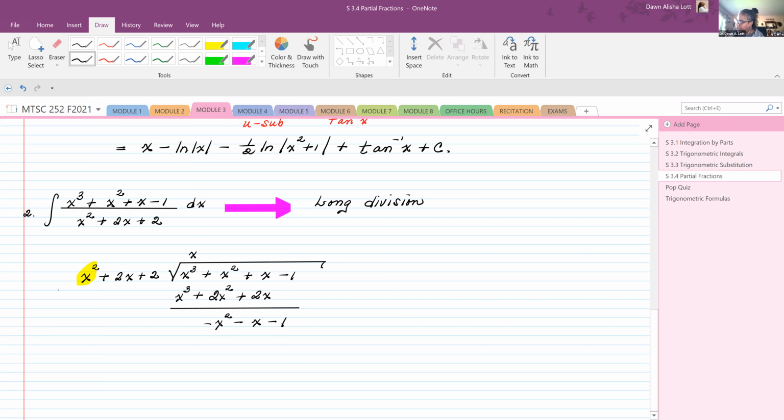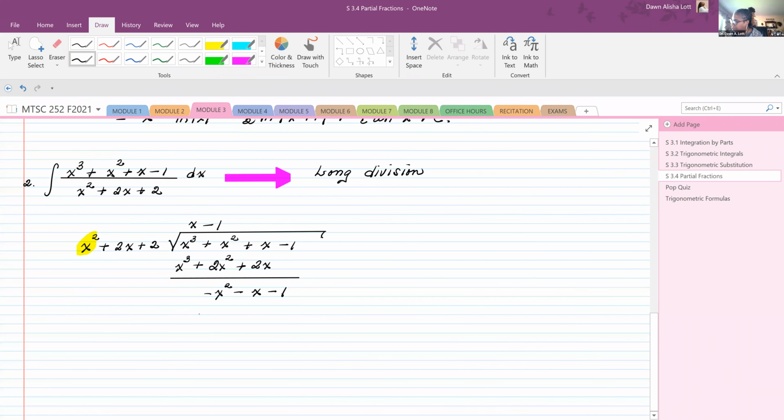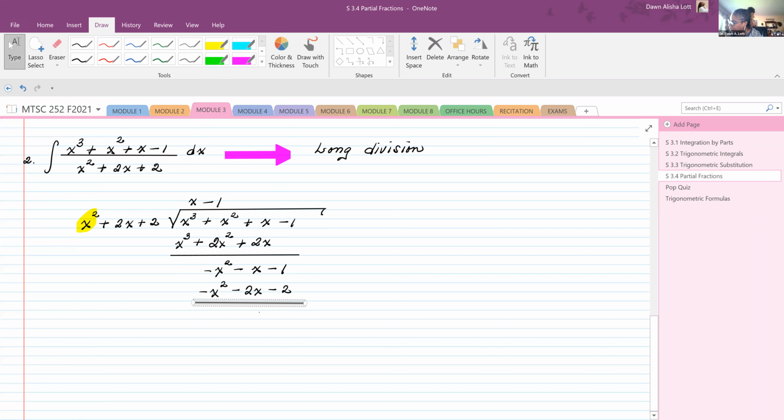So now I'm going to take x squared into negative x squared, and that just gives me negative 1. And I multiply it back out. I get negative x squared, negative 2x, and then negative 2. And then I subtract. And that's going to give me x plus 1. So this right here is my remainder.